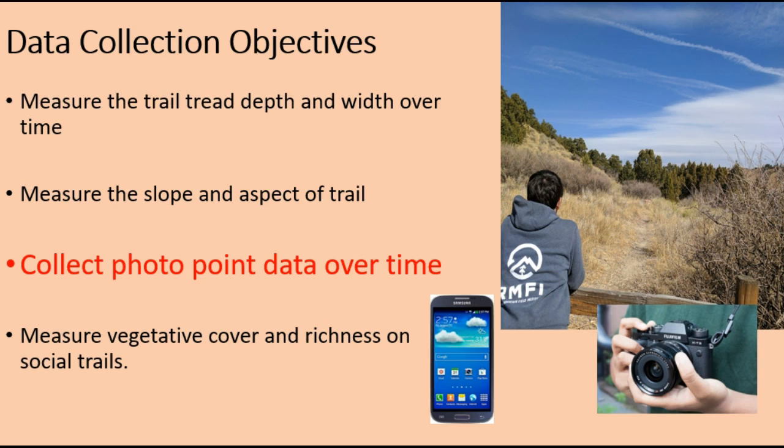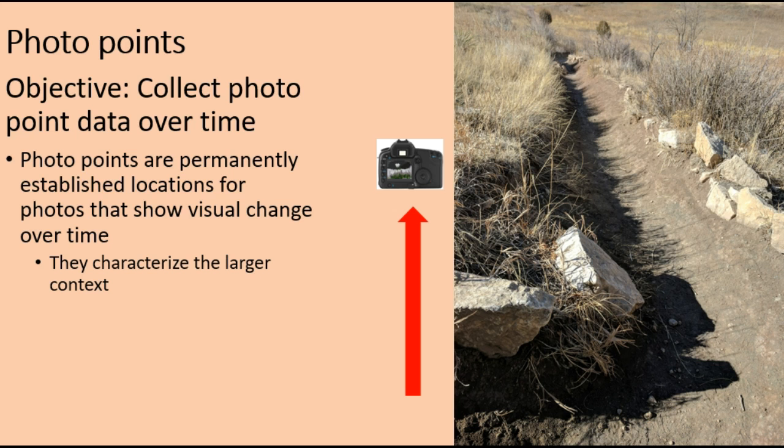Part of the data collection objectives for the Citizen Science program are for volunteers to collect photo point data over time. This can be done using your smartphone or a camera. Photo points are permanently established locations for photos that show visual change over time. They characterize the larger context, whereas the measurements characterize a discrete context every 30 feet down the trail.